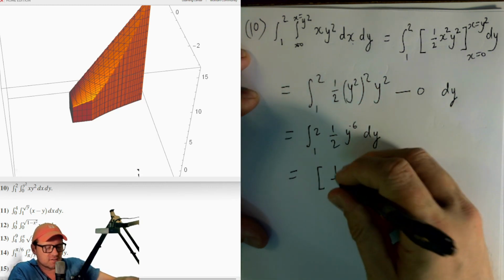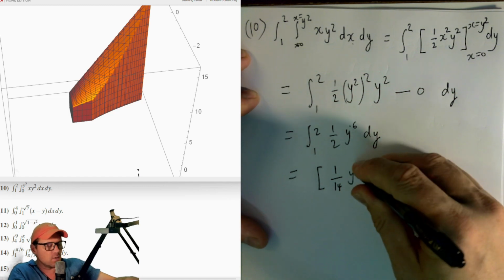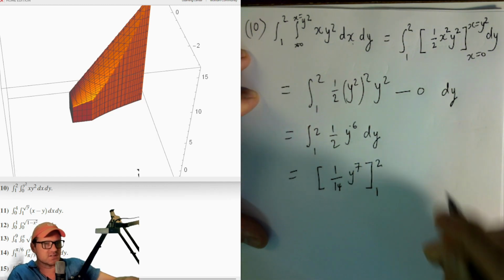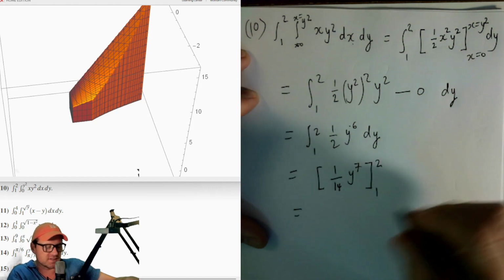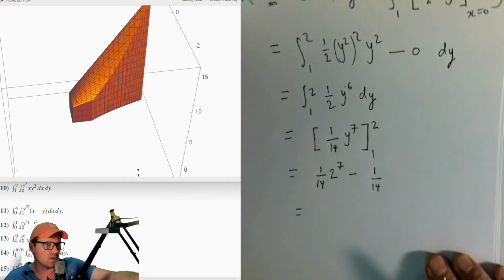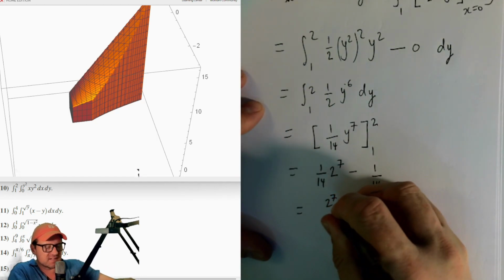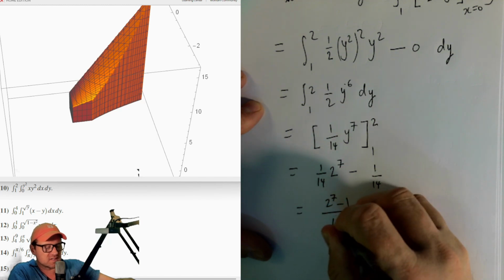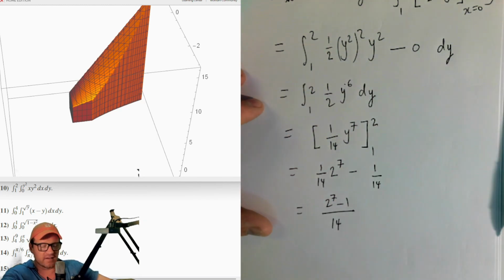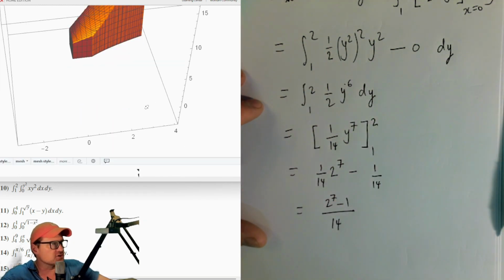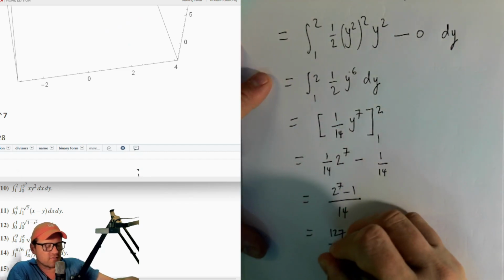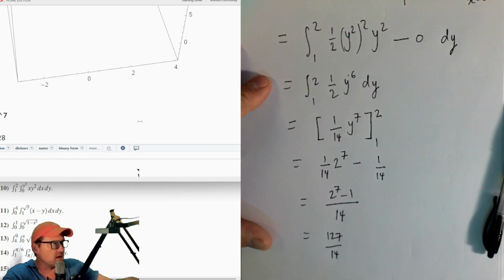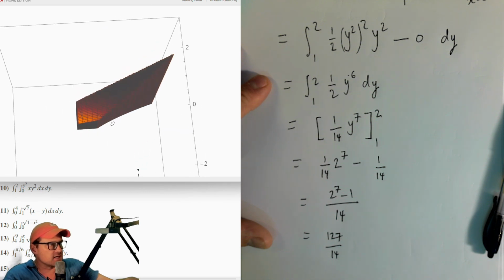So 1 over 2 times 7, 14. y to the power of 7, 1 to 2. So now we sub in 2, we sub in 1, we subtract. And so we have 2 to the power of 7 minus 1 all over 14. Now 2 to the power of 7 I'm pretty sure is 128, but I'll check. There we go. Yes, 128. So 127 over 14 is the volume of this strange looking object.